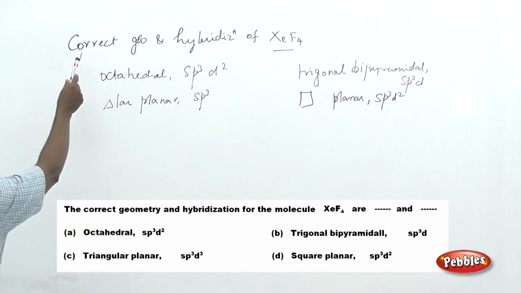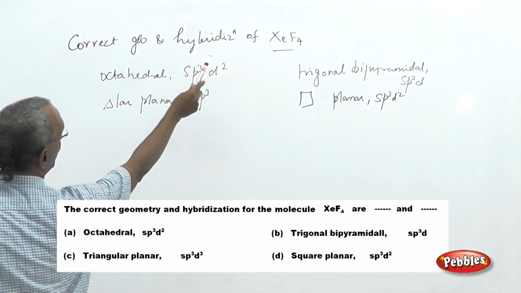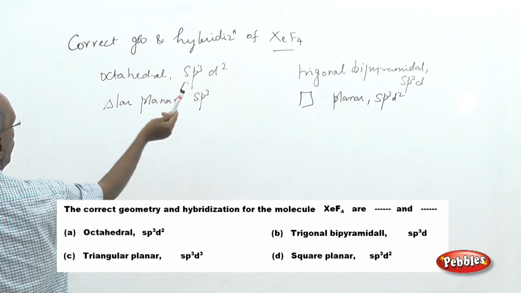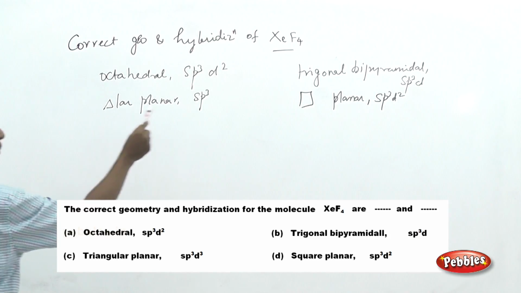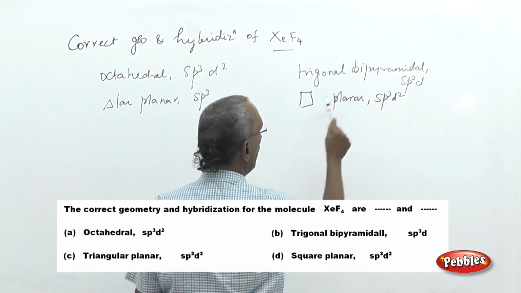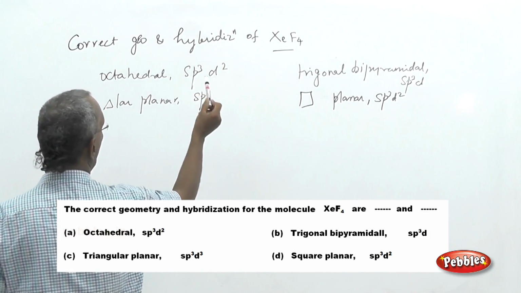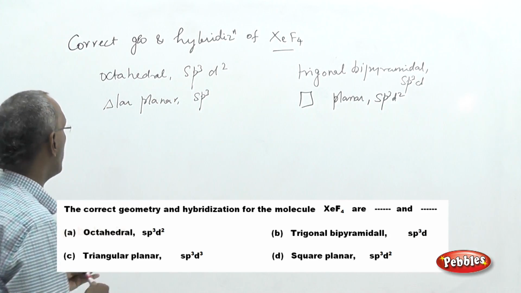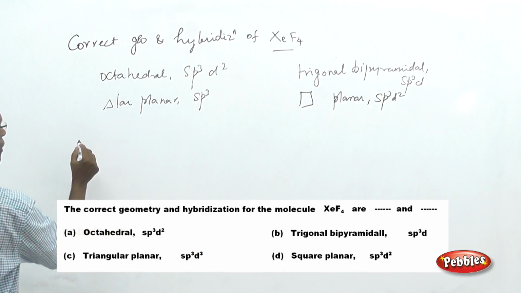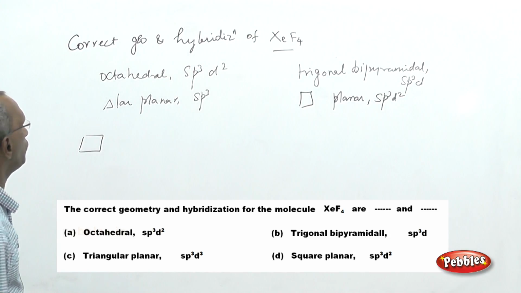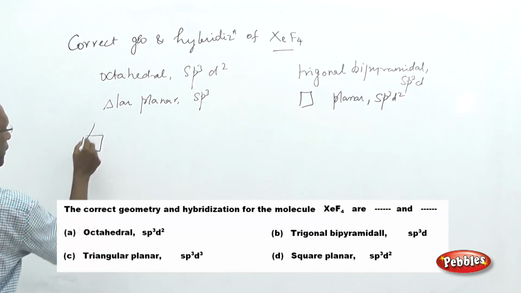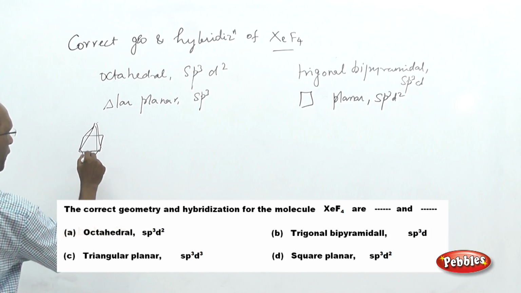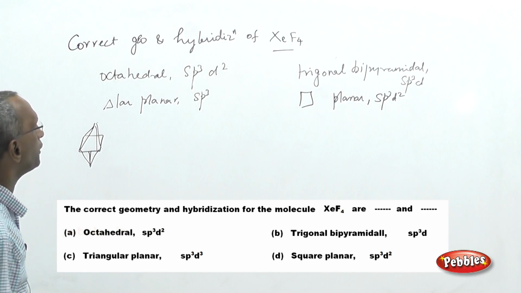So the question reads: the correct geometry and hybridization of xenon tetrafluoride. Four choices are given: octahedral, triangular planar, trigonal bipyramidal or square planar. The modes of hybridization are also given: sp3d2, sp3d2, sp3d, sp3. Here let us recall. The octahedral structure is one where we have a square base and 4 triangles each drawn to the bottom and top of the center of the square. That is called octahedral. It has 8 faces.